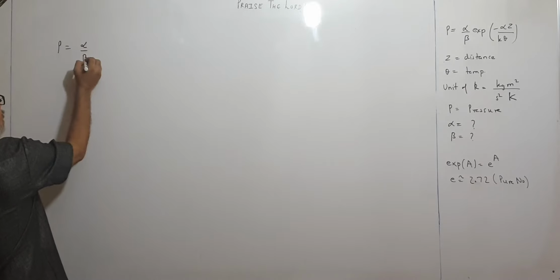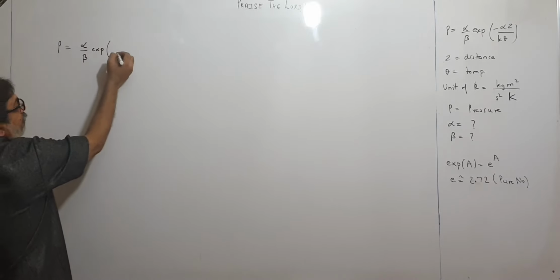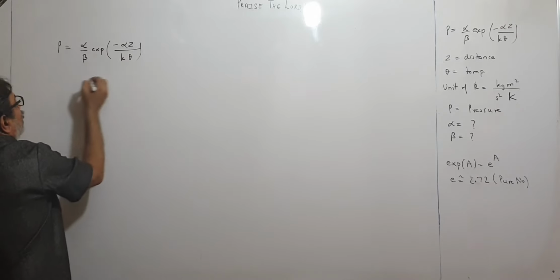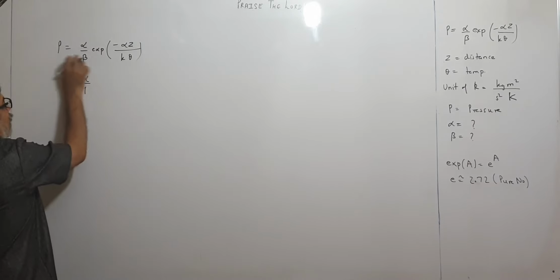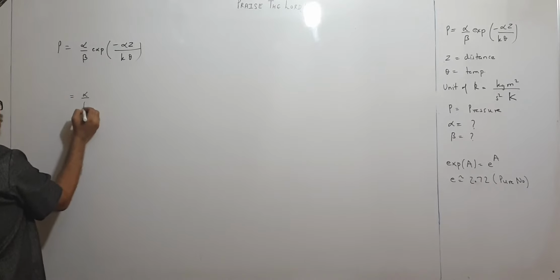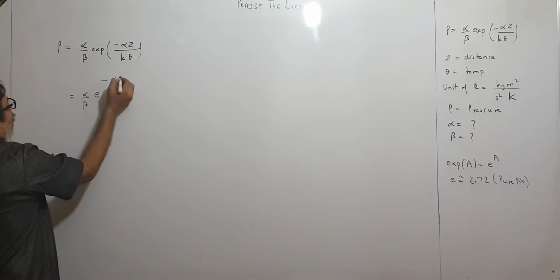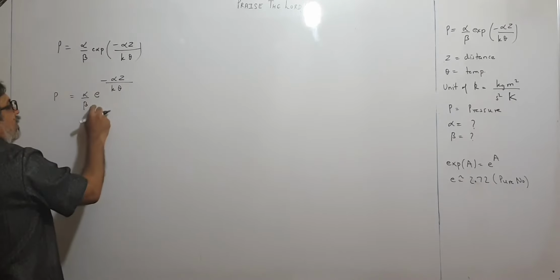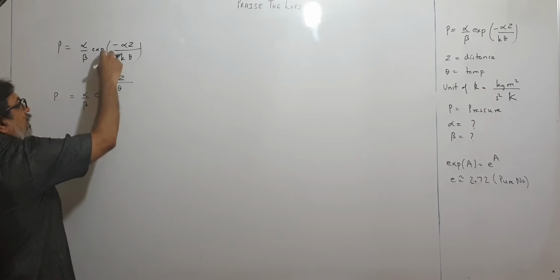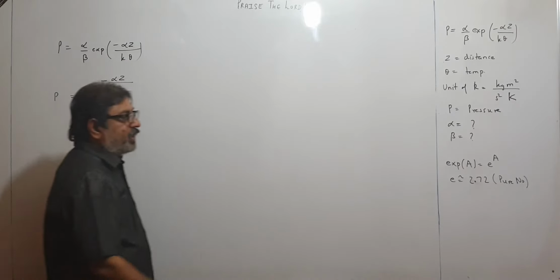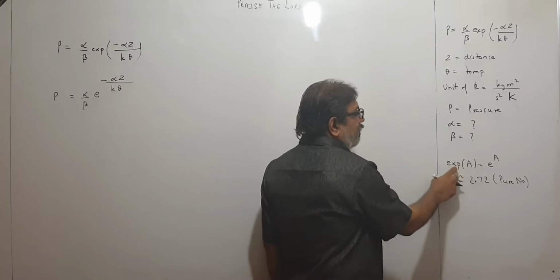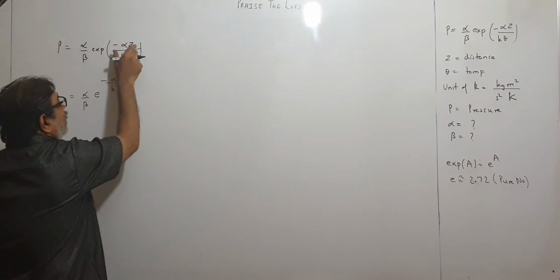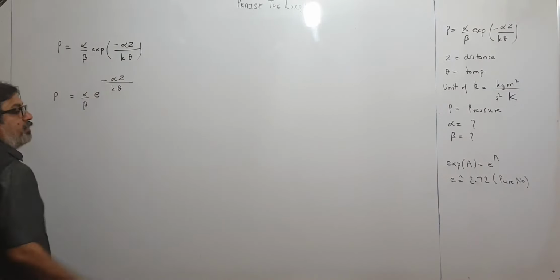So P is alpha upon beta exponent of minus alpha z upon k theta. I can write it like this: alpha upon beta, e raised to minus alpha z upon k theta. Exponent of this means e raised to something. So this is the power of e. That is the meaning. Exponent A means A becomes the power of e. So this will become the power of e, e raised to this much.